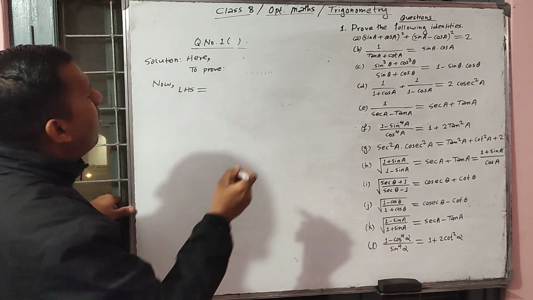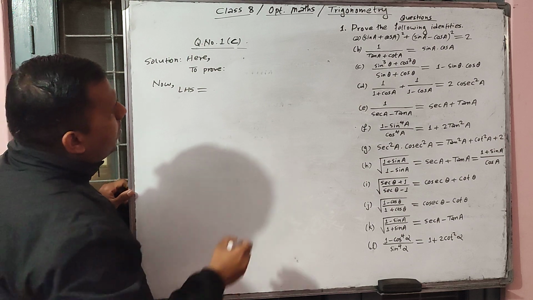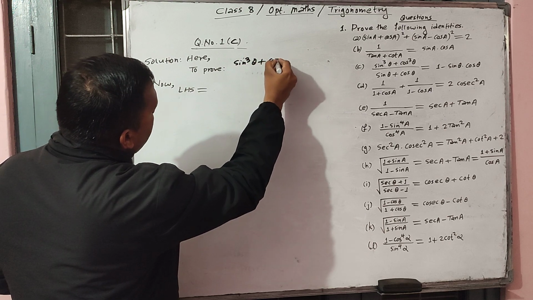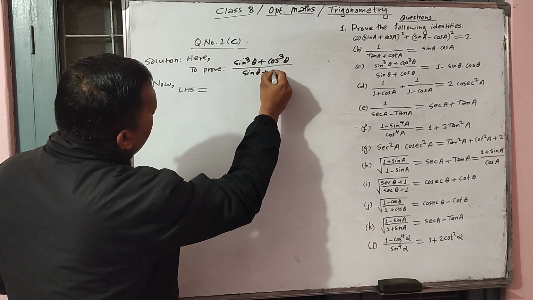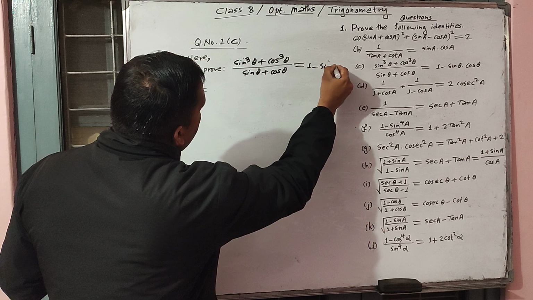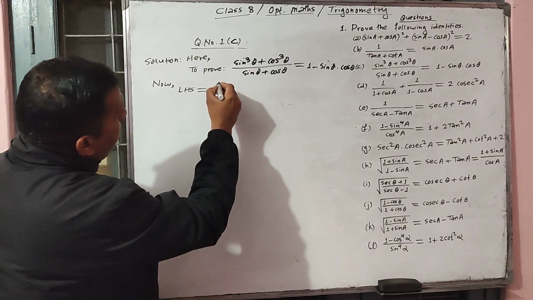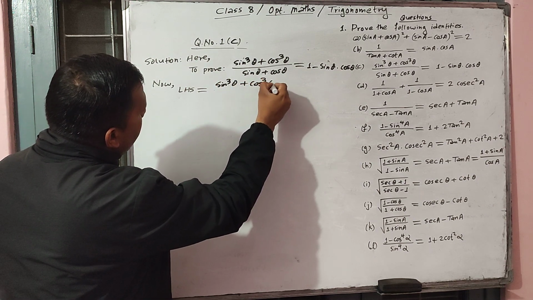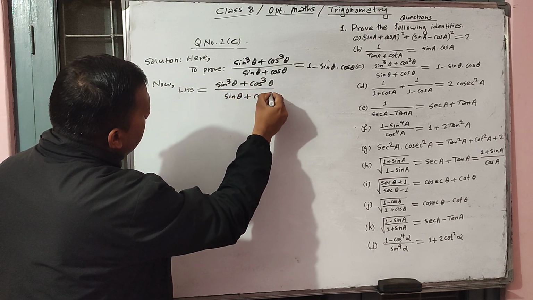Okay, students, now next question 1C. In C, we have to prove sin cube theta plus cos cube theta all upon sin theta plus cos theta equal to 1 minus sin theta dot cos theta. Now taking LHS, we can write sin cube theta plus cos cube theta all upon sin theta plus cos theta.